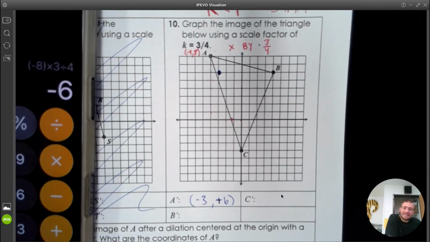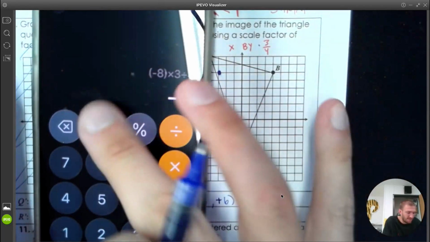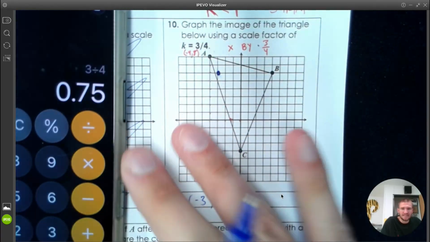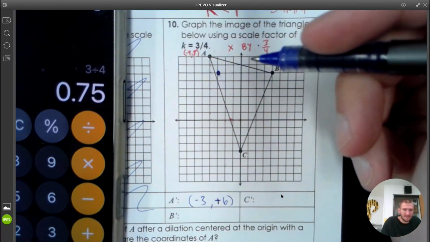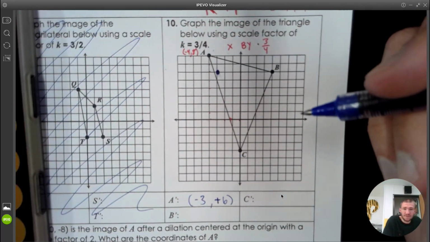Now again, this is something that it's not rocket science, guys. We're just trying to shrink the shape a little bit. 3/4, if you didn't know, 3/4 is like 75%. And so we're hoping that this shape is going to be about 75%. And it looks pretty good.